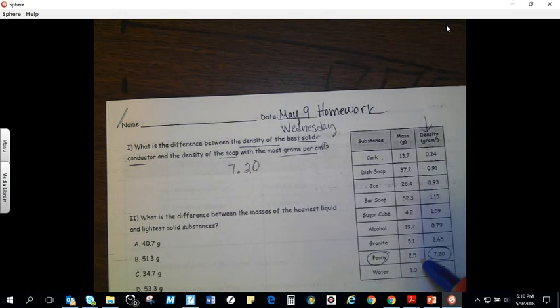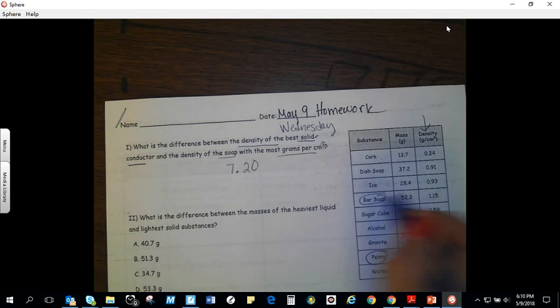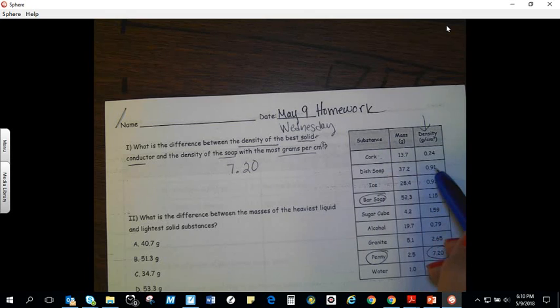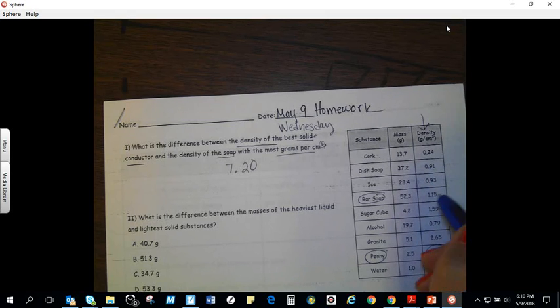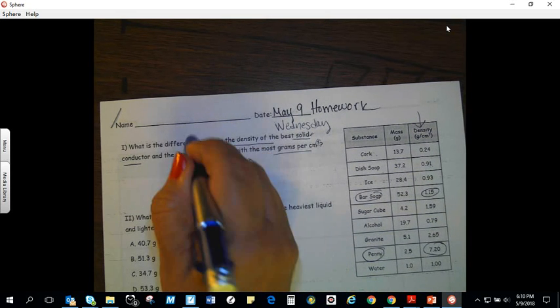And so I'm coming over here to the soap, and I circle my density of the soap with the most. Well, if you're looking at here, this is dish soap. So I'm comparing the 91 hundredths to the 1 and 15 hundredths. And the one with the most grams is this one right here, the bar soap. So now I'm going to take the difference, because that's what it asked for.